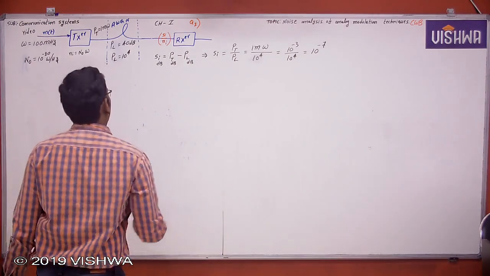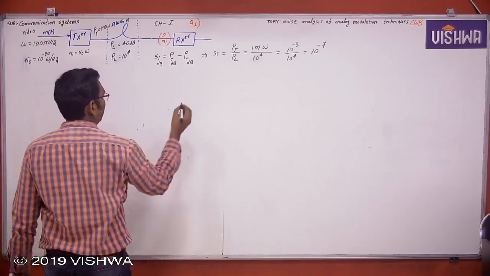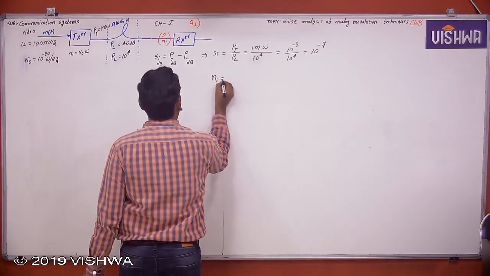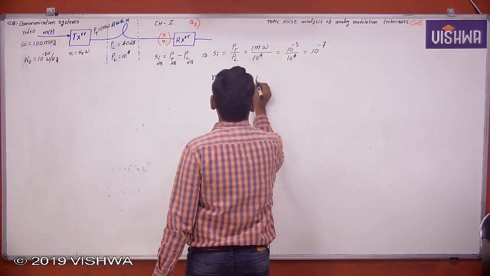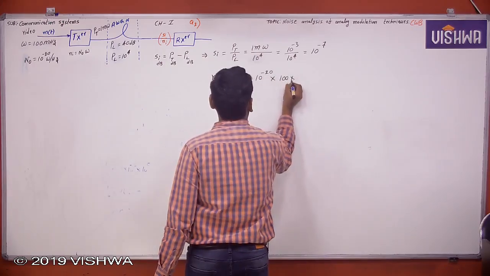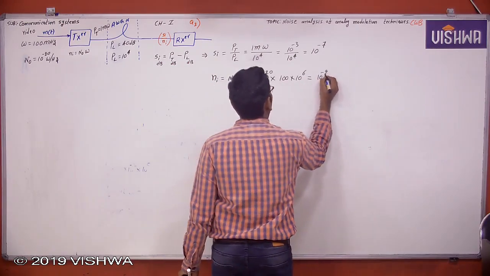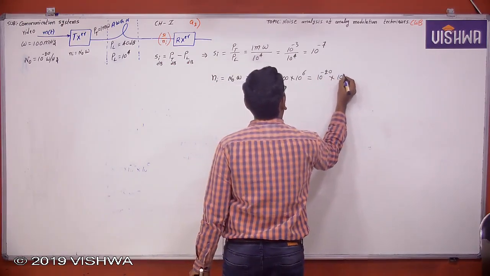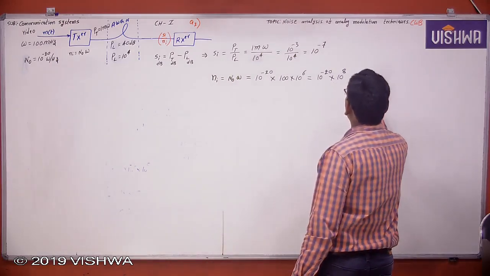Now, Ni, I want Ni. What is Ni? Ni is nothing but N0 into omega. N0 is given, 10 power minus 20 watts per Hz. Omega is 100 MHz, 10 power 8, which is equal to 10 power minus 20 into 10 power 8, which is equal to 10 power minus 12.